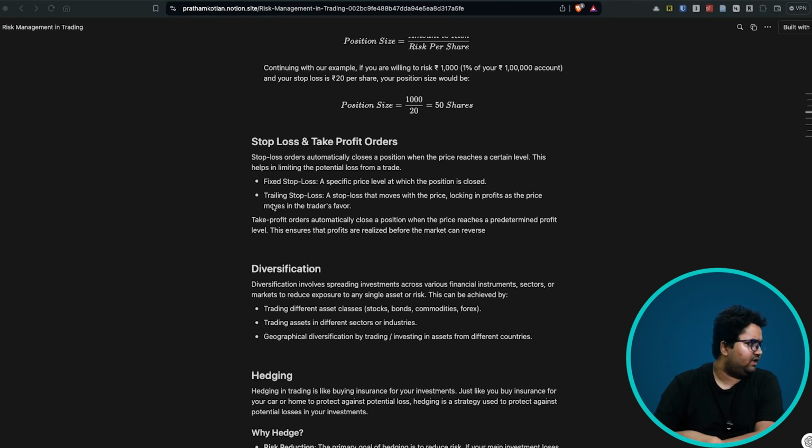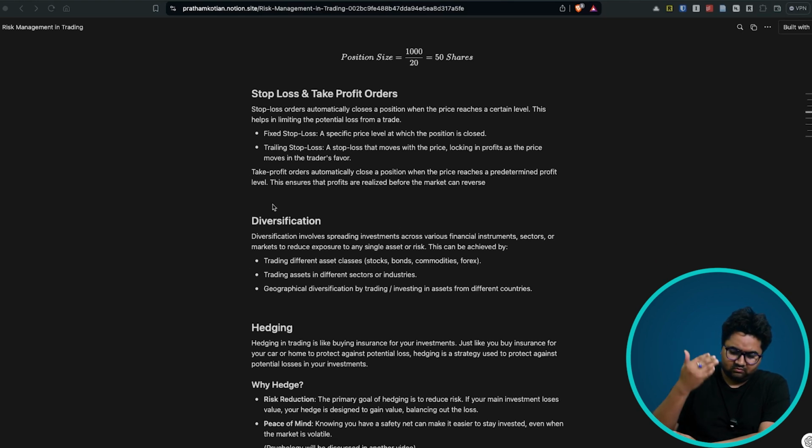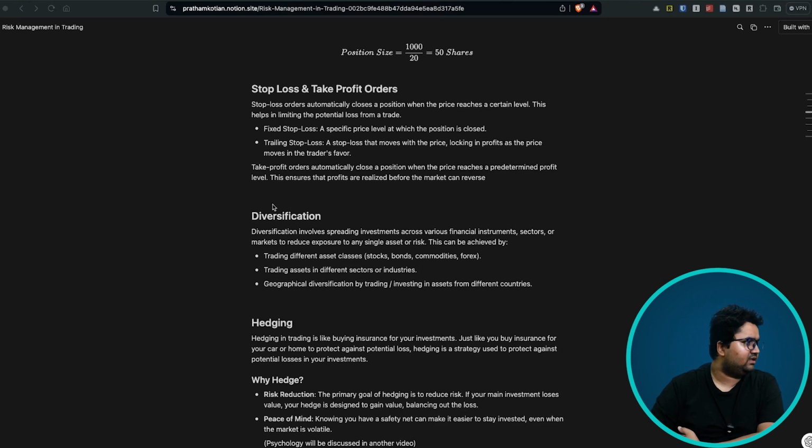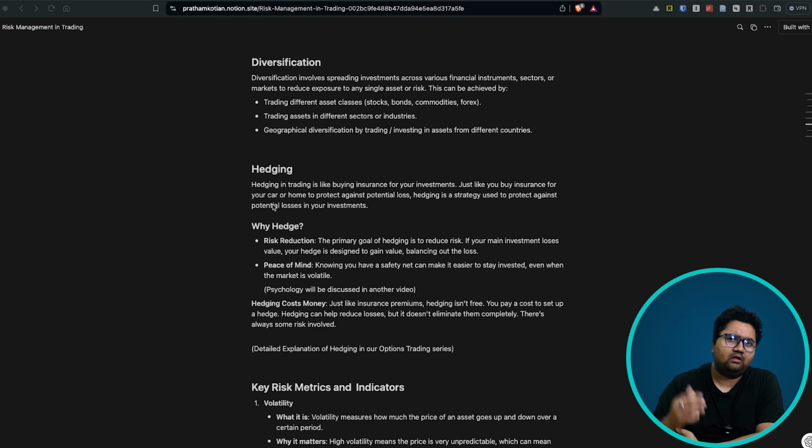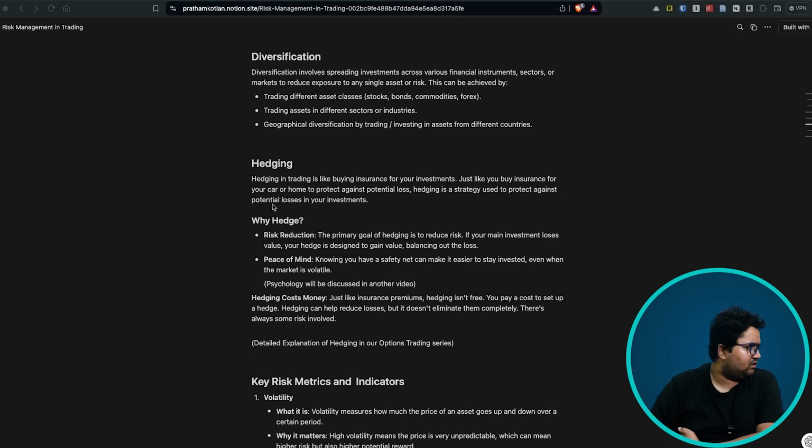Hedging is another way to look at it. Hedging is a way of looking at insurance. So if you're buying something, let's say you buy a stock and you correspondingly go and buy an option for it. That's a little advanced concept, which we'll talk about in the future. So hedging is also a very important parameter when you get into risk management conversations.